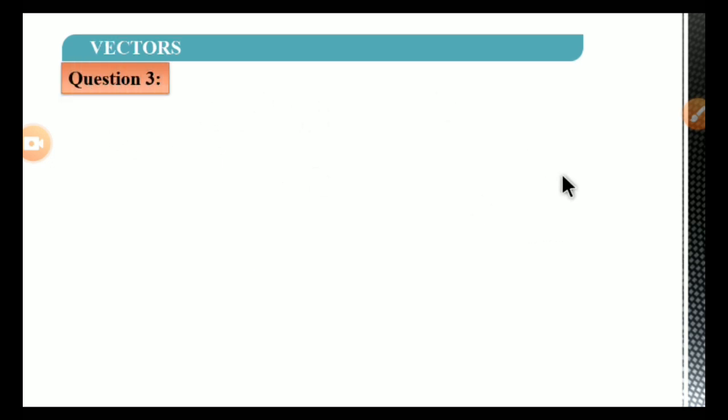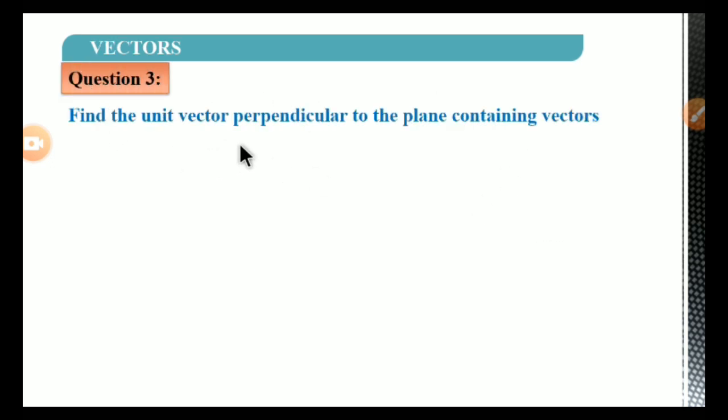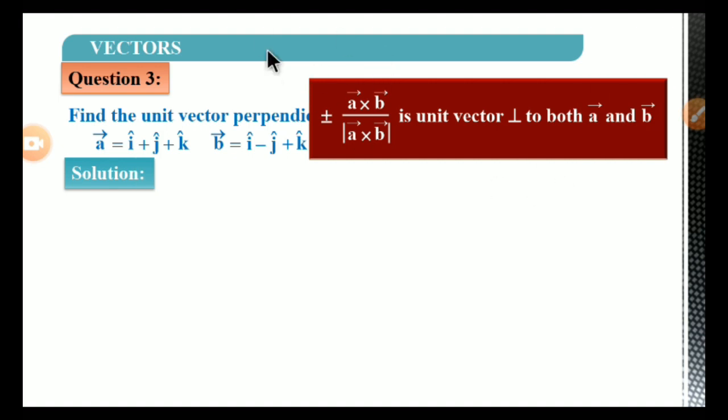So the question number 3: find the unit vector perpendicular to the plane containing vectors A equal to i plus j plus k, B equal to i minus j plus k. Therefore, this is the unit vector perpendicular to both A and B. This is plus or minus. So now find A cross B.